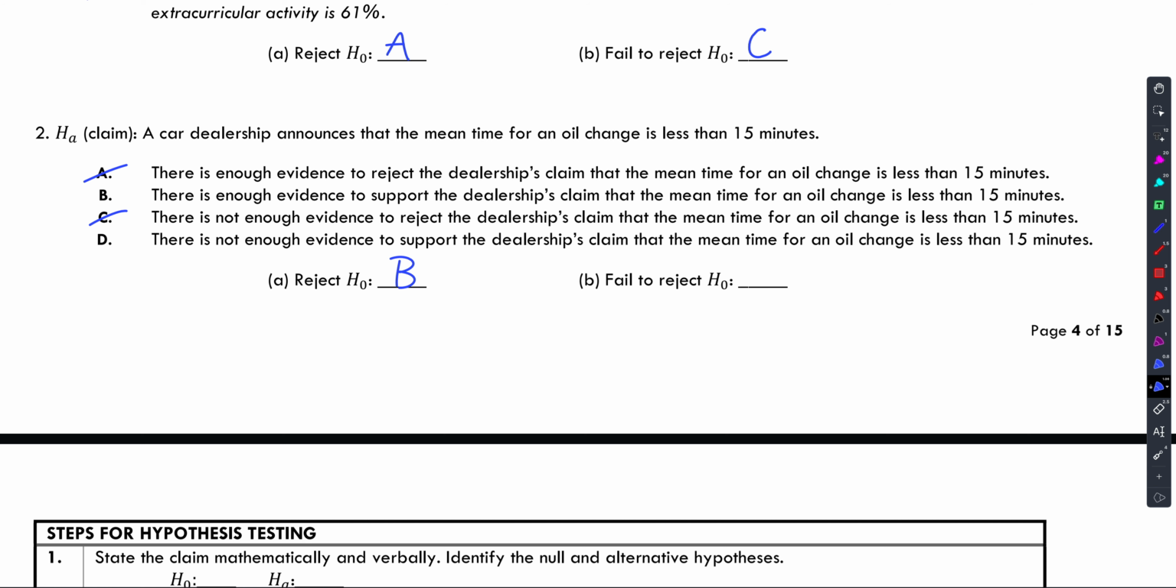And then if we're failing to reject, we add that little not in there to get choice D here.